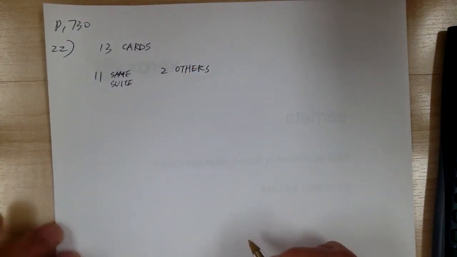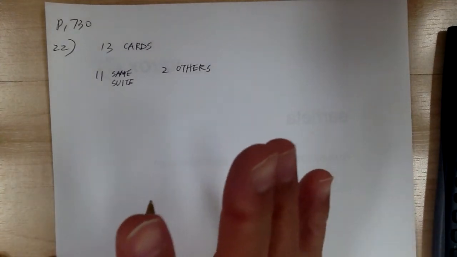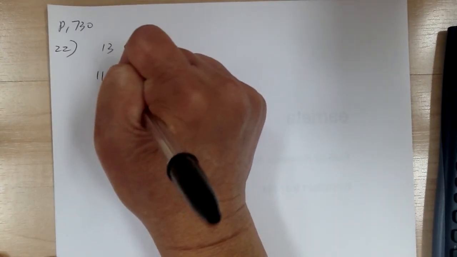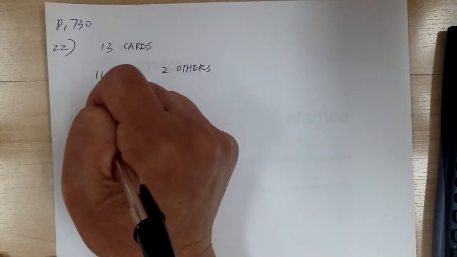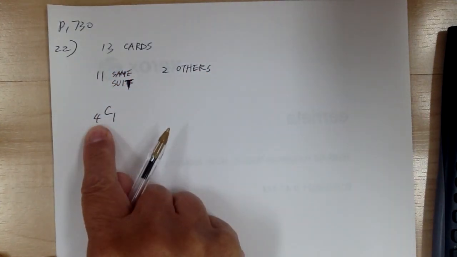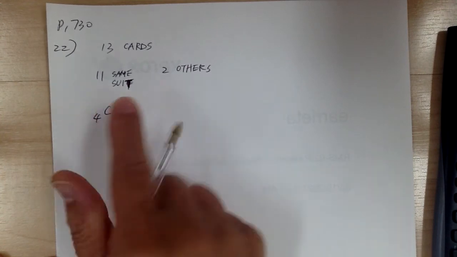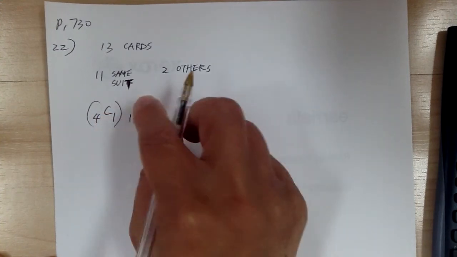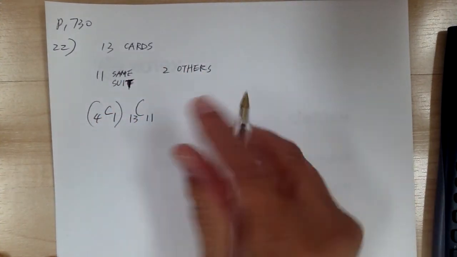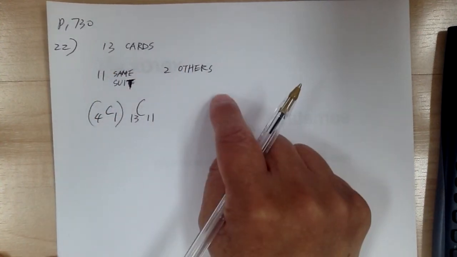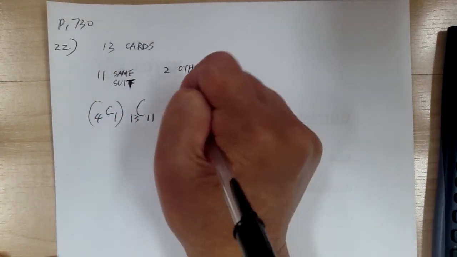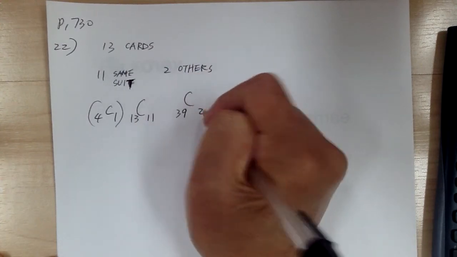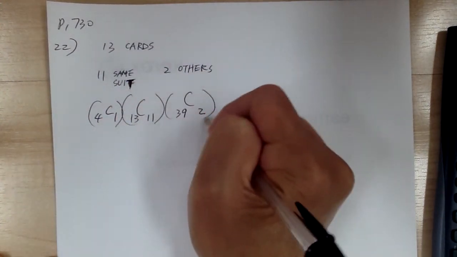So what we need to do is first choose a suit, because there are 4 suits in a deck of cards. So first we go 4C1: there are 4 suits, and we're going to choose one suit. Once we choose that suit, there are 13 cards in that suit, and from there we're going to choose 11. That takes care of the 11 cards of the same suit. Then we have to do the 2 others. After you choose one suit, the other 3 suits have 39 cards, and you're going to choose 2. You probably don't need parentheses.